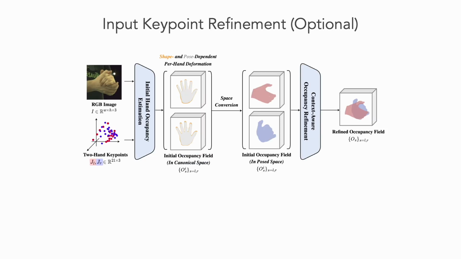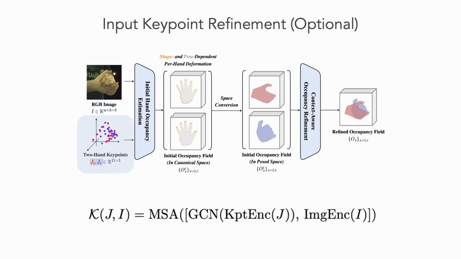Now, we further consider image-based two-hand reconstruction using Im2Hands. As mentioned earlier, our model takes as input an RGB image and two-hand key points. We also consider a scenario where only image inputs are available and the hand key points are obtained from an off-the-shelf image-based key point estimator. To enable more robust reconstruction in such scenario, we additionally introduce an optional key point refinement module that can alleviate input key point prediction error.